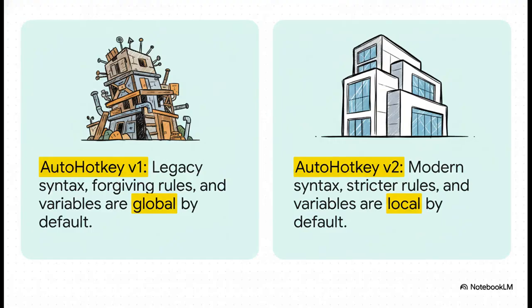So this slide really gets to the core philosophy change here. Think of V1 as the Wild West, right? It had this legacy syntax, super forgiving rules, which was kind of nice when you were starting out, but man, it could lead to some really weird, unpredictable bugs. And the biggest thing? Everything was global by default. Yikes. V2 just completely flips that on its head. It brings in a much stricter modern syntax, and maybe most importantly, variables inside functions are now local by default. If you've ever coded in Python or JavaScript or pretty much any other modern language, this is going to feel way more familiar and honestly a whole lot safer.